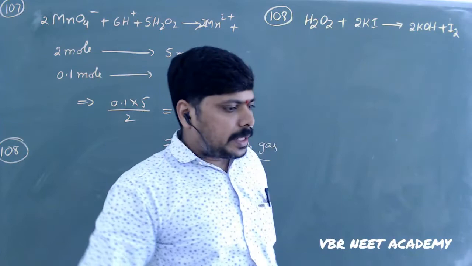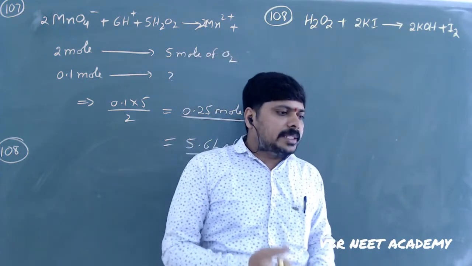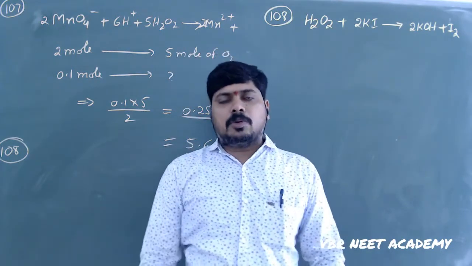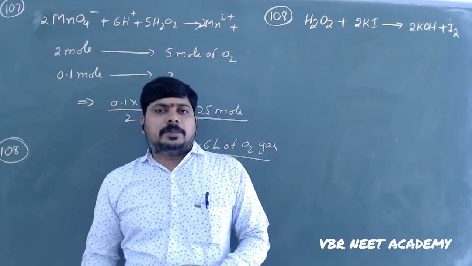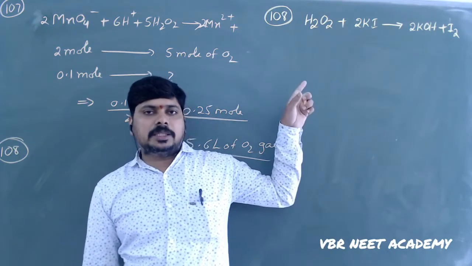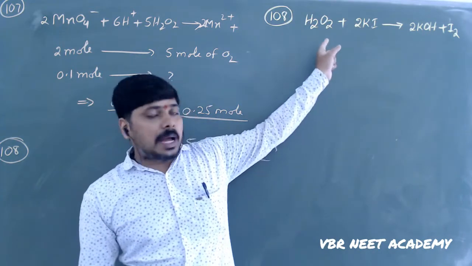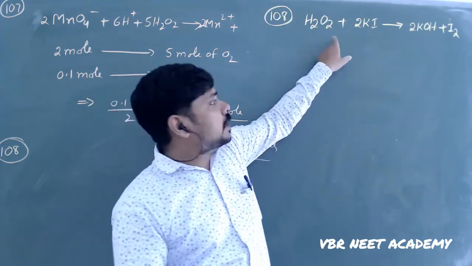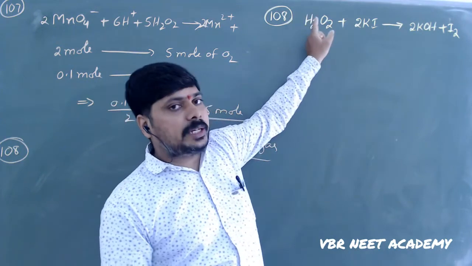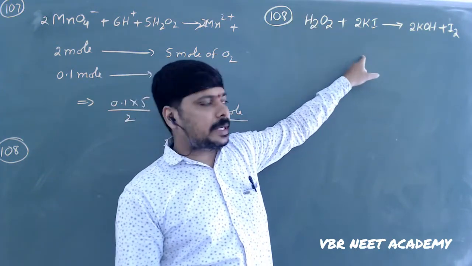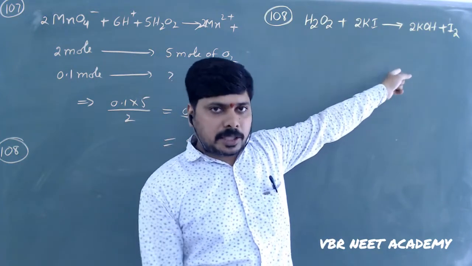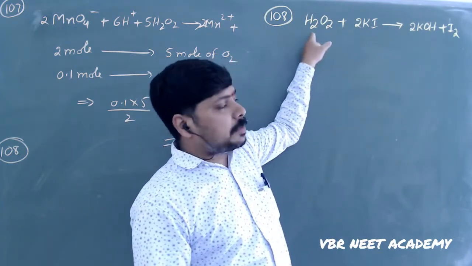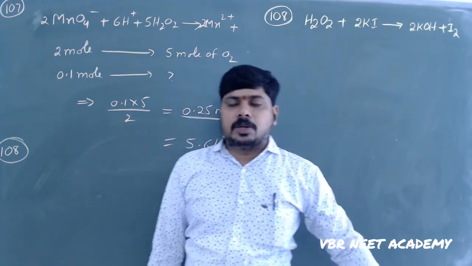I2 liberation. Based on the I2, we can estimate the amount of H2O2. So the H2O2 quantitative estimation can be done using this method. That is the application we have. So potassium iodide is useful for the quantitative estimation of H2O2. Why? Because how much iodine is liberated can be estimated using Na2S2O3, so that we are able to estimate indirectly how much H2O2 is present.